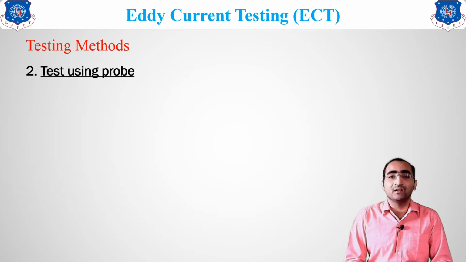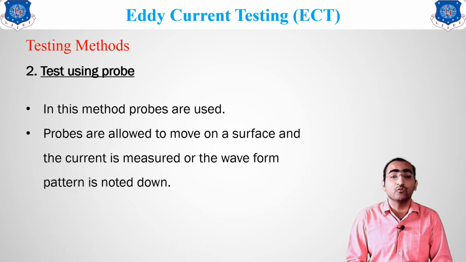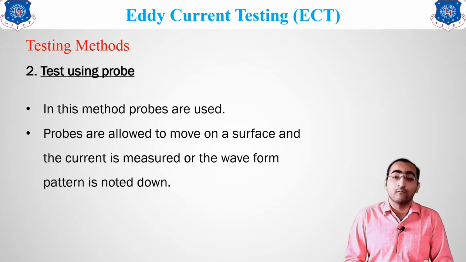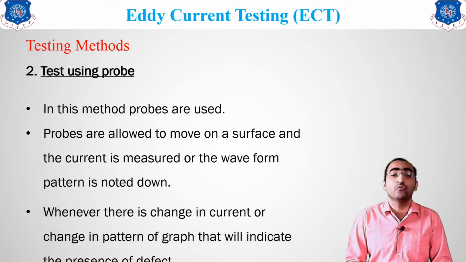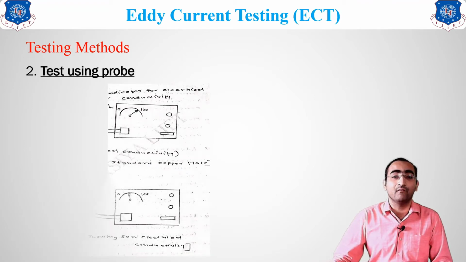The second method which we are using is the probe method, that is, test using the probe. In this, probes are used and these probes are allowed to move on the surface. The current is measured and the pattern is noted down. Whenever there is a change, we can observe that there is a defect. So let us see how it appears.